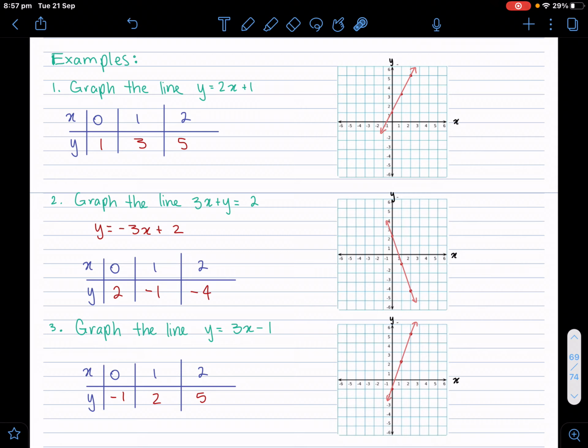Let's move on to the last example. So the last example is y equals 3x minus 1. It's already in the form of y equals mx plus b, so I don't need to rearrange anything here. Again, I find my y values that correspond with my x values, I join the dots, and I join the line up. Hopefully you get the hang of this.